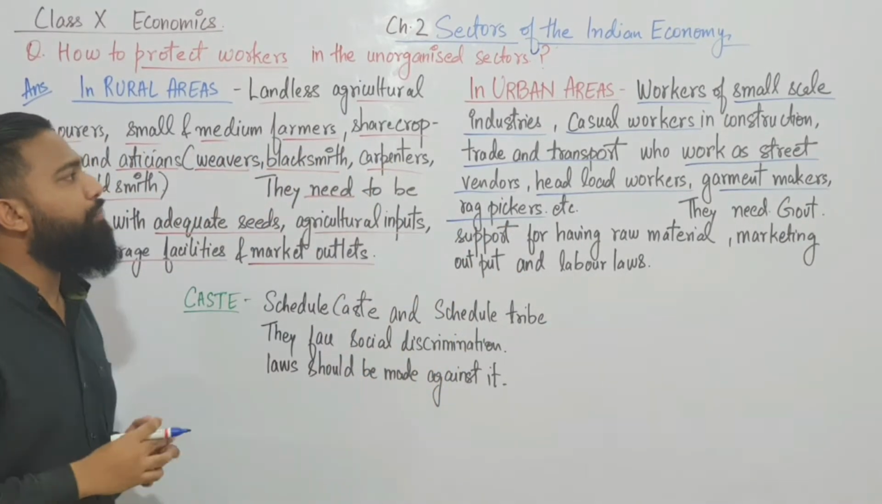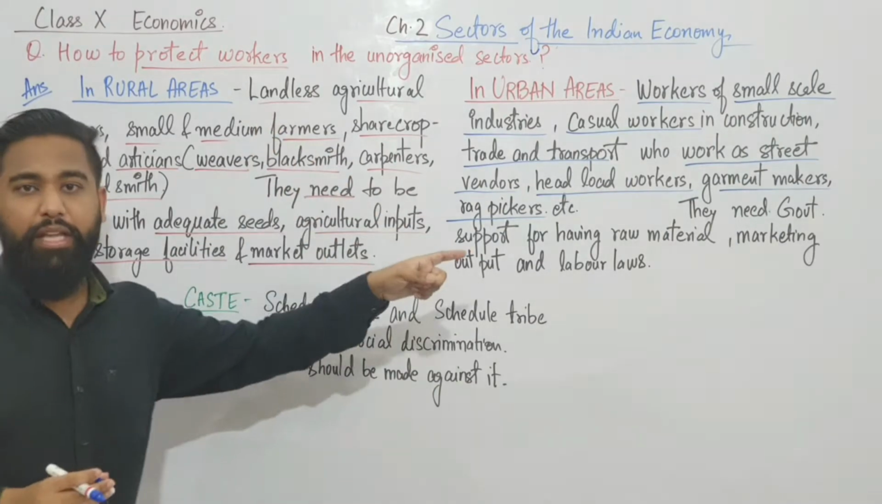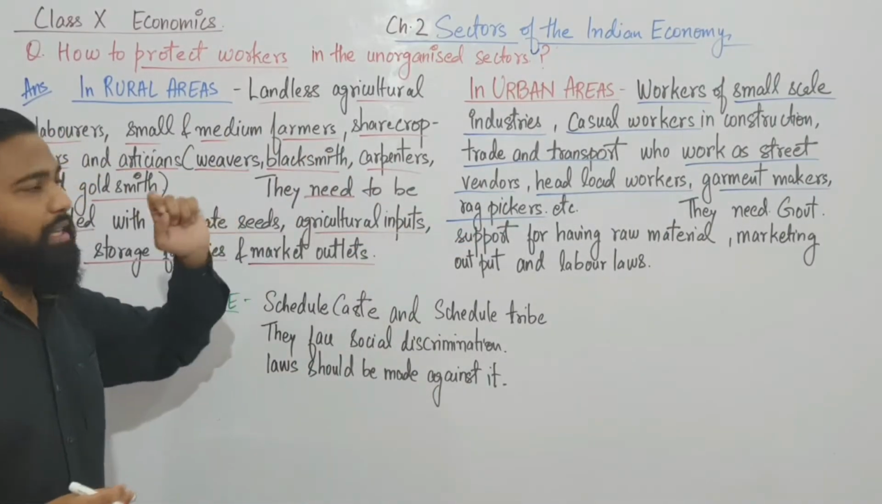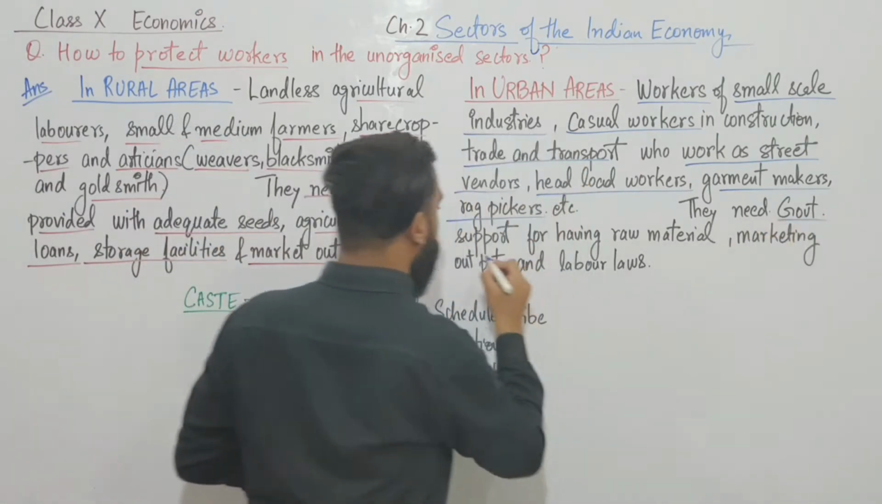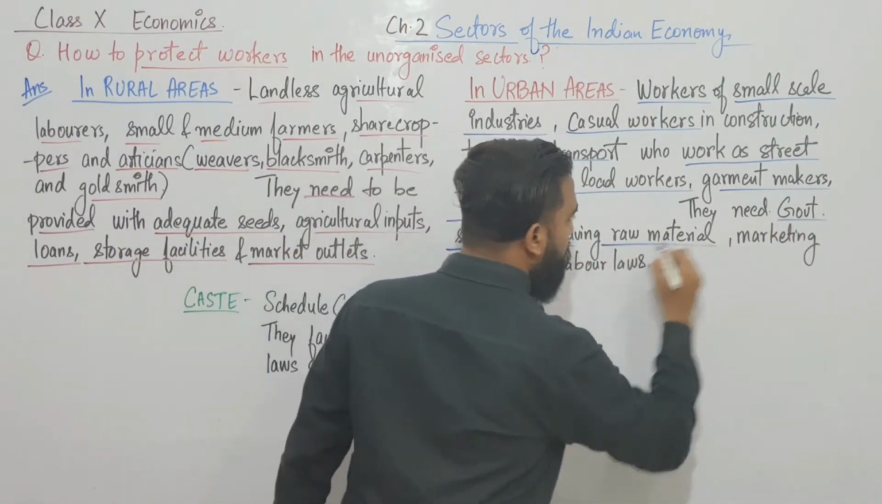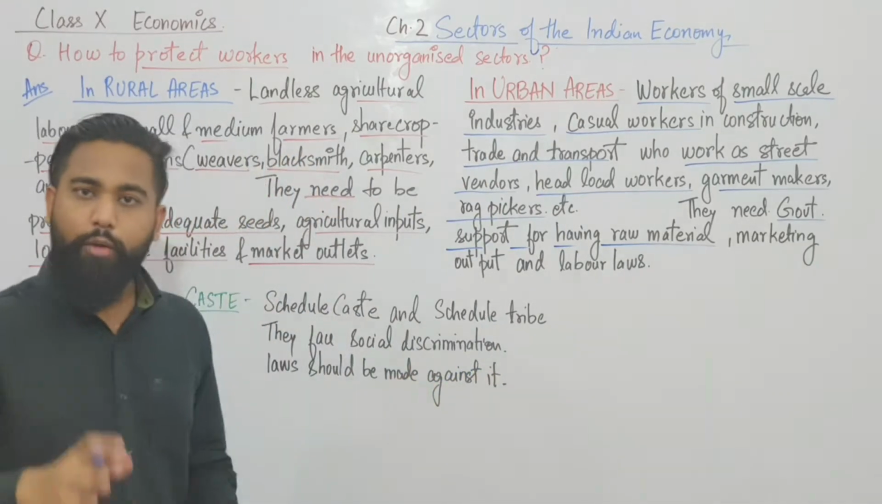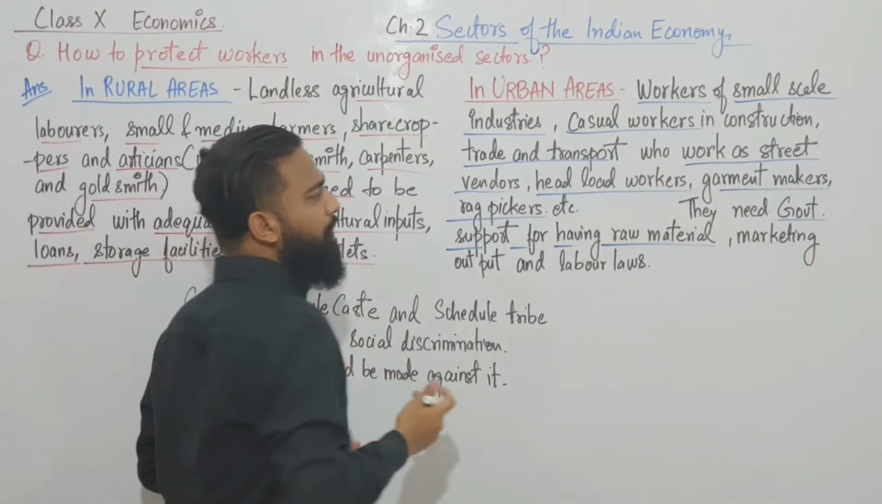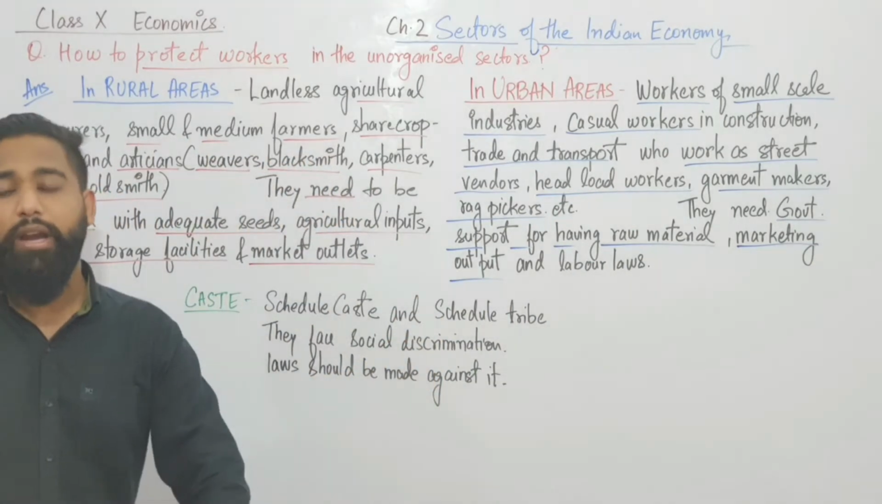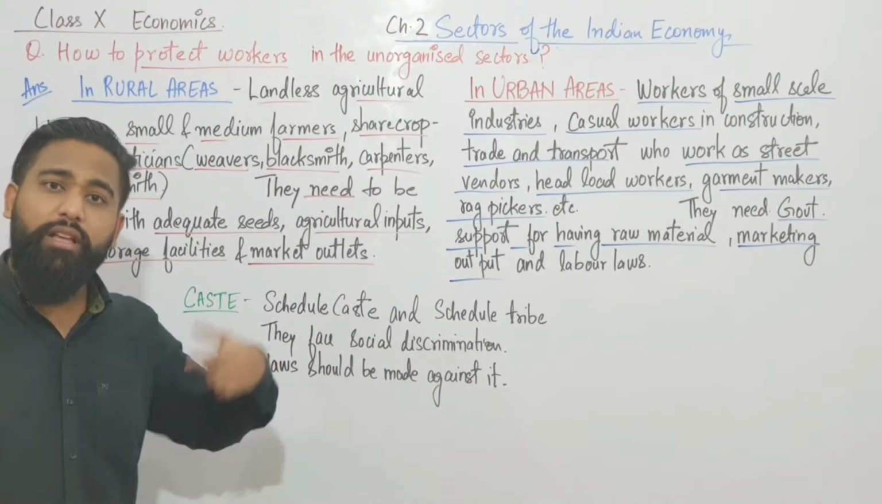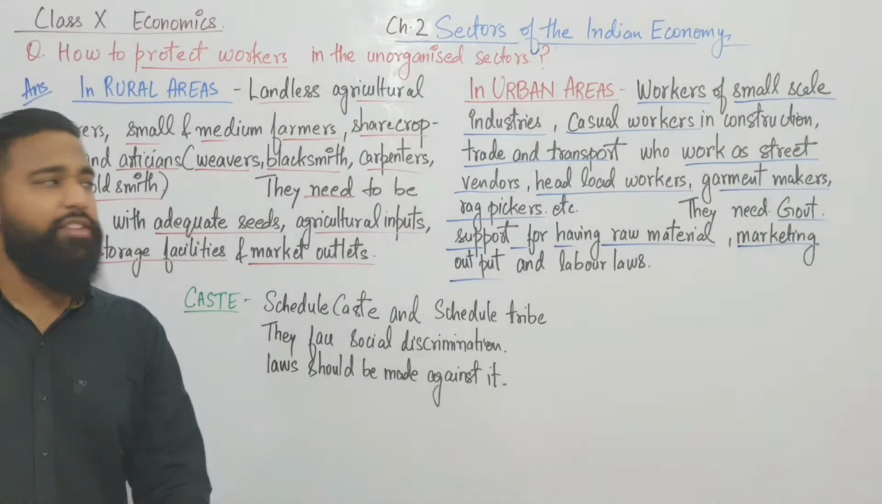So these are the people who suffer in the urban areas. They are in the unorganized sector in the urban areas. Now what do they need? They need the government to support them in having raw material. If they are provided raw material at a cheaper price, then they won't be having problems. They also need marketing outputs so that they can sell their goods efficiently.